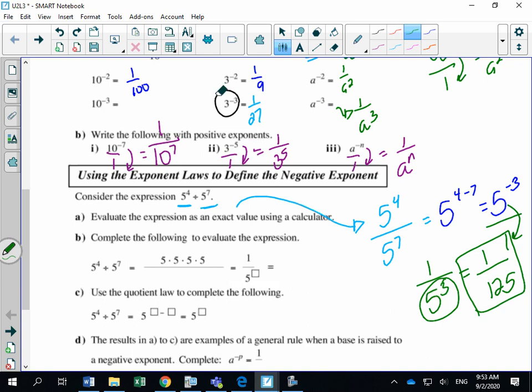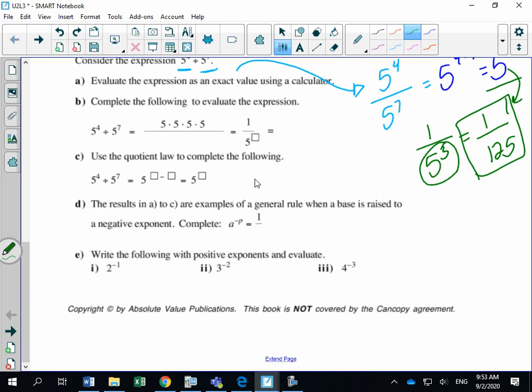Okay. This one here, complete a to the negative p. So we got to get that negative p positive, put it over 1, and that's going to be when you bring your power down, it's going to become 1 over a to the p.